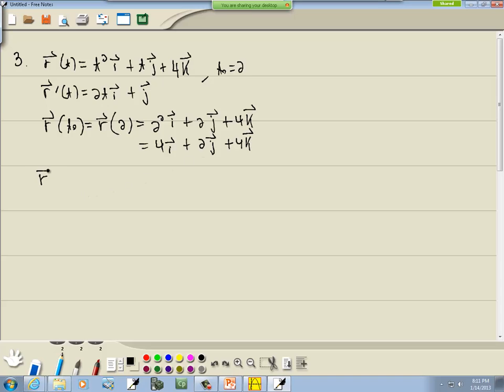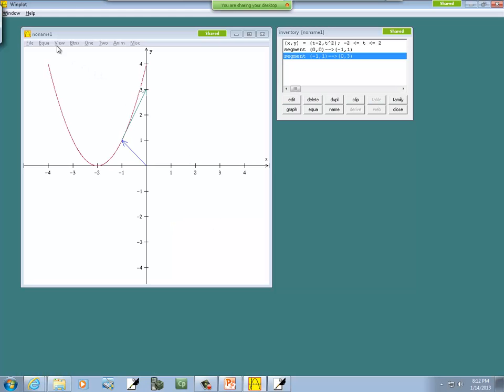Now I want to plug it into our r prime. Plug 2 in for t. This one we have a t here, so we got 2 times 2 i. And j, there is no t, so it's just j. So that gives us 4i plus j. Well, I'm not gonna sketch these by hand. Let's plug them in, see what they look like in WinPlot.